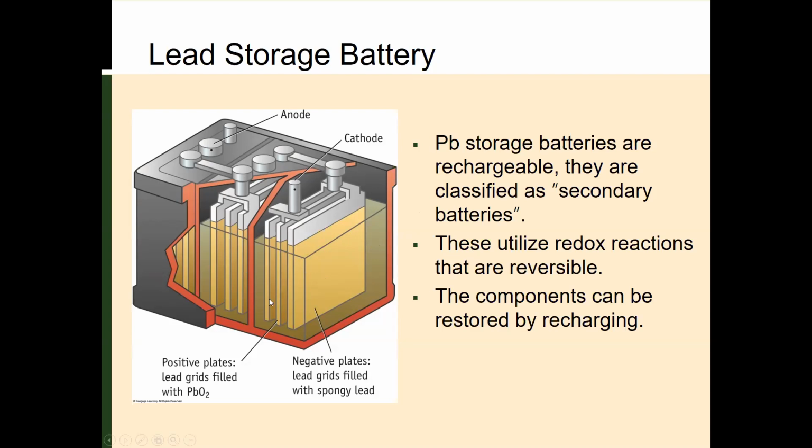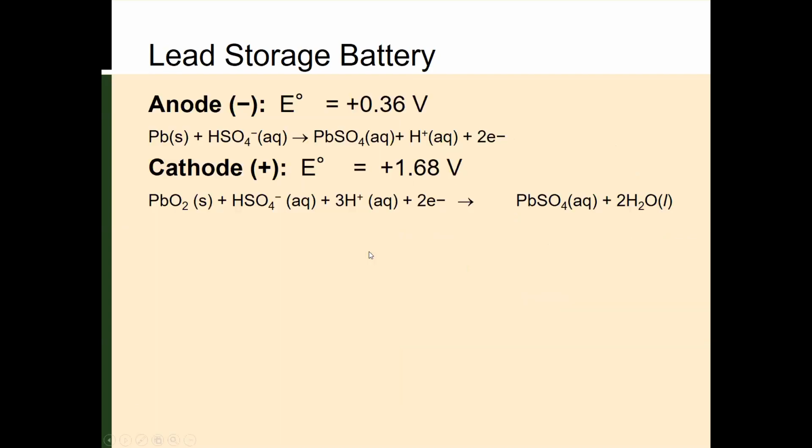We get lead sulfate as our product. And if we get too much of it on there and it starts falling to the bottom, our battery loses capacity. This is why you don't want to run your car battery all the way down a bunch of times. You start losing some of that product there and you can't reverse it.